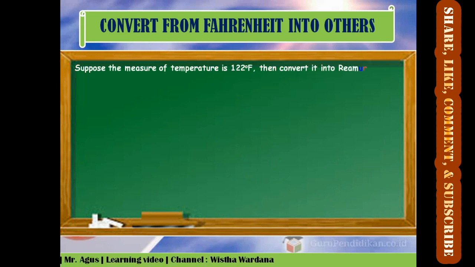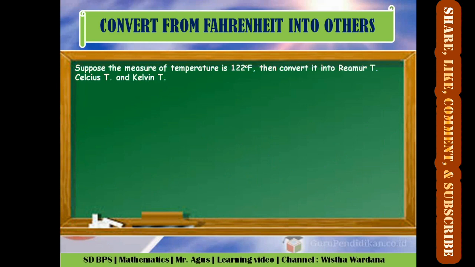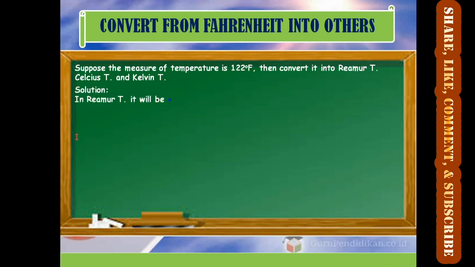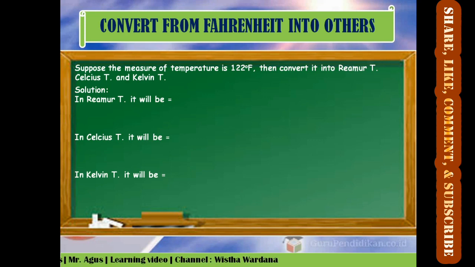Suppose the measure of temperature is 122 degrees on a Fahrenheit thermometer. Then, if we want to convert it into Reaumur, Celsius, and Kelvin thermometers, we know the starting point is 122 degrees Fahrenheit. So it means the fraction has 9 as the denominator for all answers. Let's check.